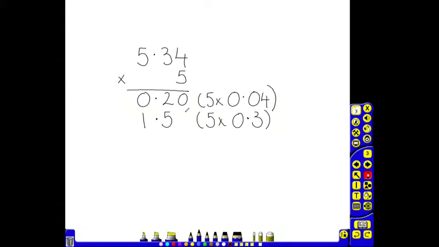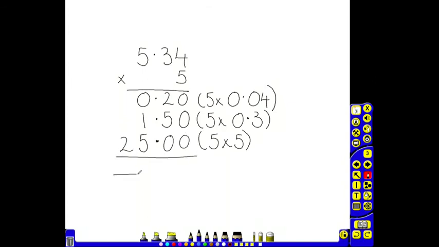And I'm going to use a 0 as a placeholder to help me add up at the end. And then finally, I multiply 5 by the 5 units, and that gives me an answer of 25. So my 25 goes here, and again I'm going to use placeholders to help me add up carefully. Okay, so in this column we have 0, in this column we have 7, here we have 6, and in the tens we have 2. So we have a final answer of 26.70.